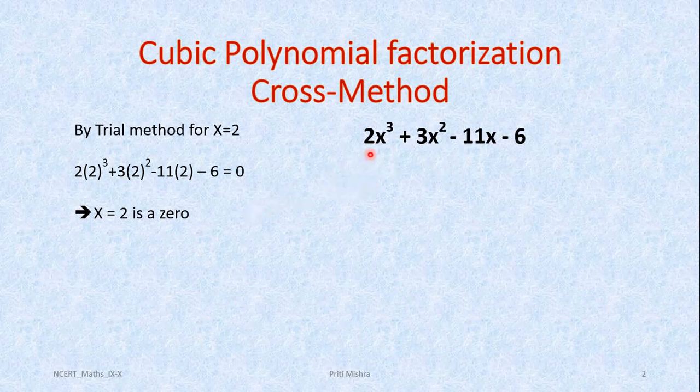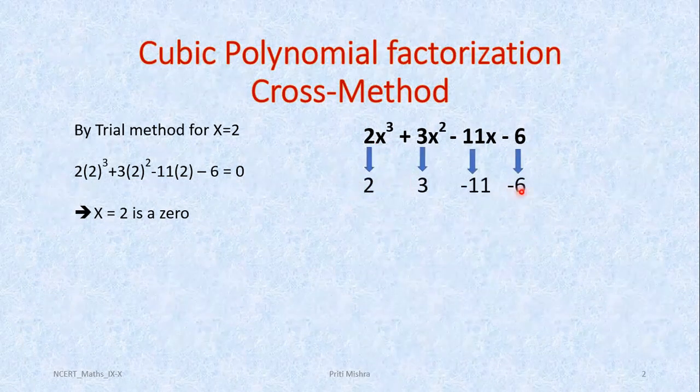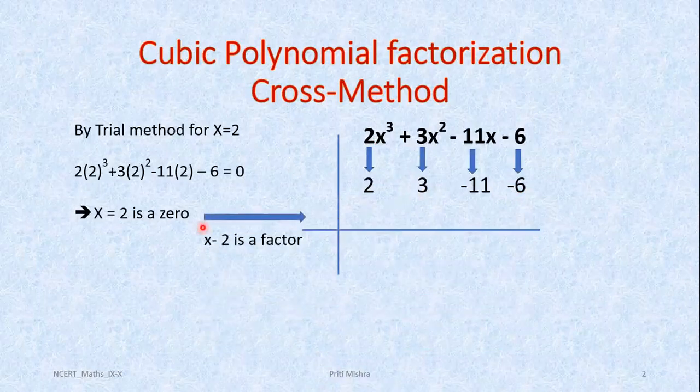Next, you can see 2 is the coefficient of x cube, 3 is the coefficient of x square, minus 11 is the coefficient of x, and minus 6 is the constant term. So we will write all these numbers in one row. Now, as x equals 2 is a zero, it means x minus 2 is a factor of this polynomial. So we will take x equals 2 here like this.